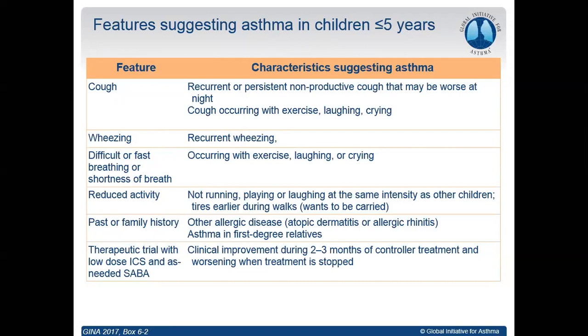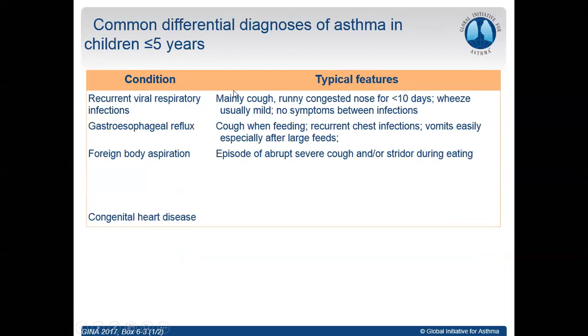So that is the only objective way of diagnosing asthma. You don't have any spirometry very easily available for less than 5 years. They don't cooperate with you. So the symptomatology will be almost same: cough, wheezing, difficult and fast breathing, reduced activity, and there will be a family history of atopy, and therapeutic trial only helps. And the most important problem with children less than 5 years is many viral infections present as wheezing.